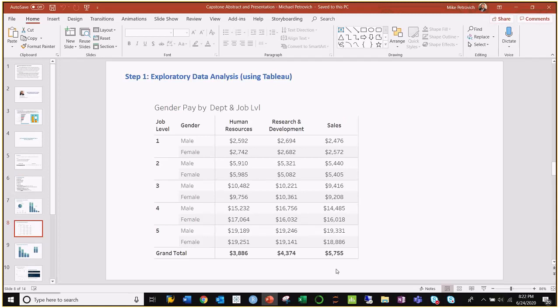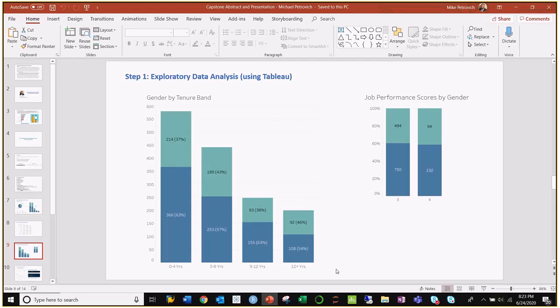What this does tell me, probably on a side note, is that if I were to get a job in this synthetic company, I'd probably apply at sales because they seem to be bringing home the bacon a lot more. But other than that, we move on to our next exploratory data analysis visuals.